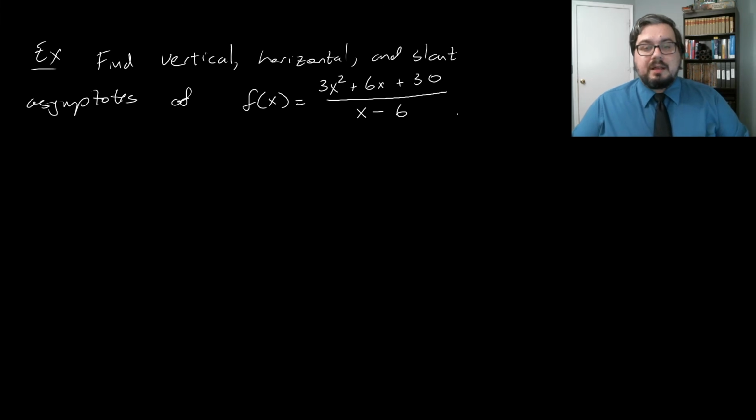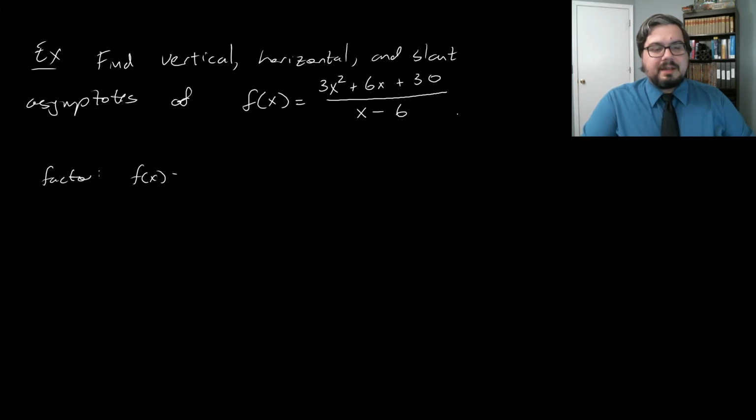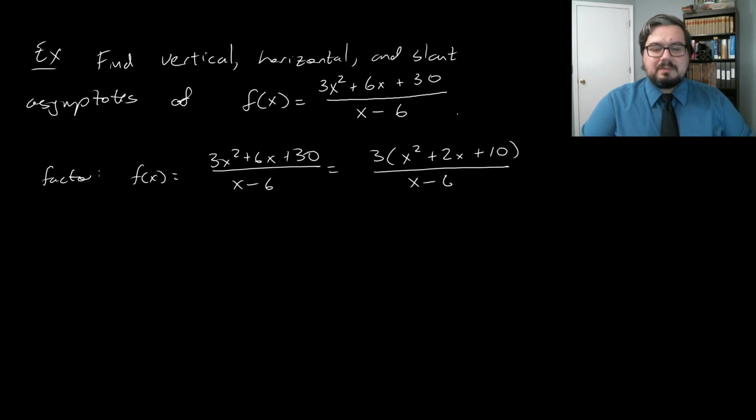All right, so first thing, of course, that we would want to do is to factor this, make sure that we've got all of our cancellation done. So we factor, and we get that f of x is equal to 3x squared plus 6x plus 30 over x minus 6. We can factor a 3 out of the numerator and get x squared plus 2x plus 10 over x minus 6. And you'll notice that the numerator here doesn't factor any further.